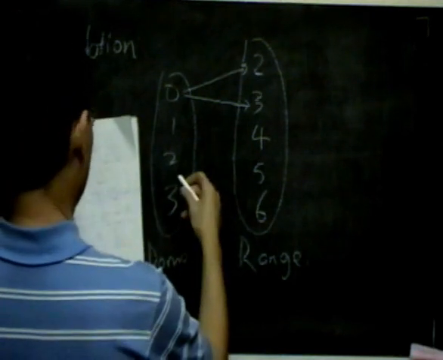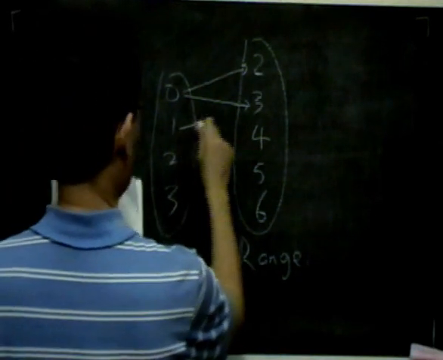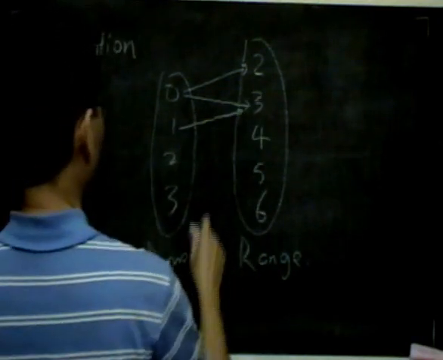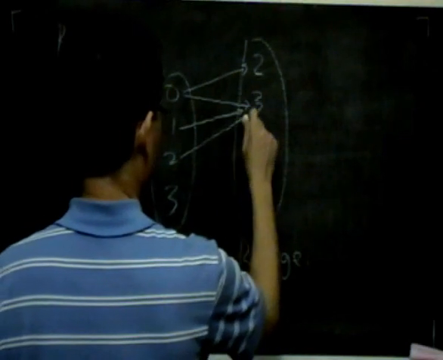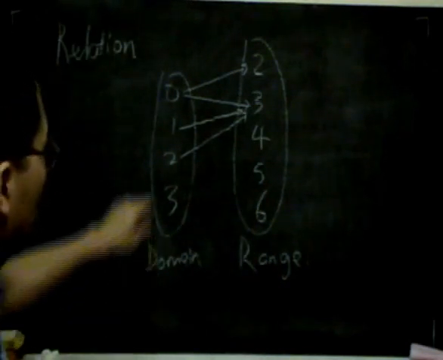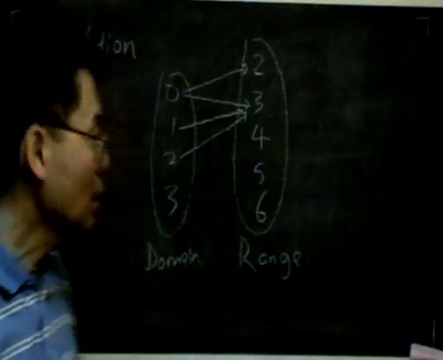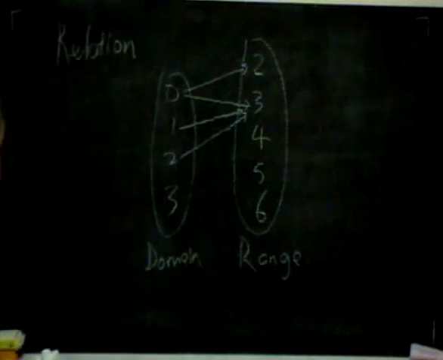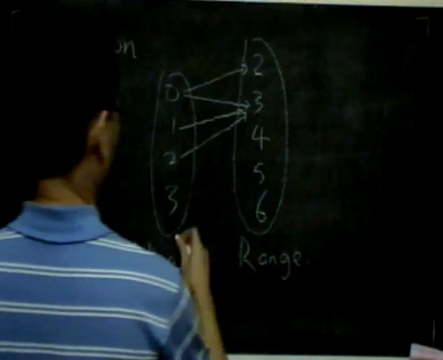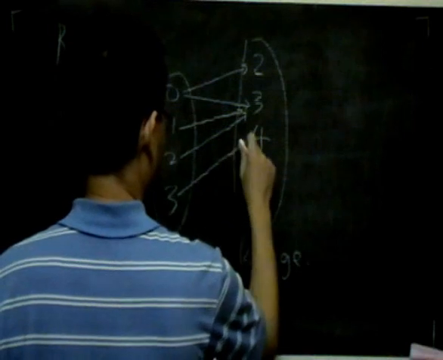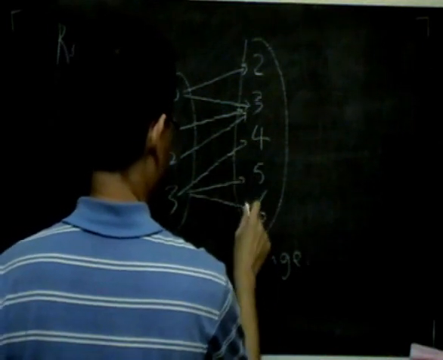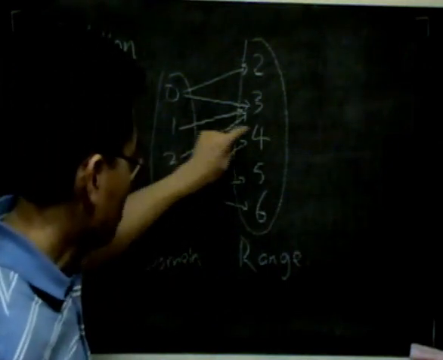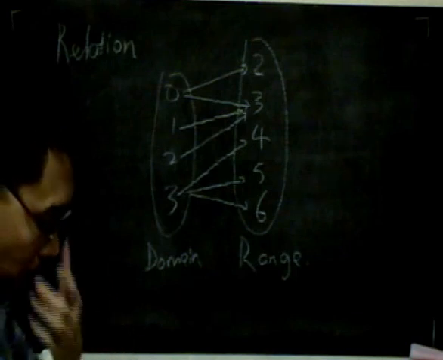Okay. Now I'm going to draw an arrow from 1 to 3. So there will be a relation between 1 and 3. Now I'm going to draw an arrow from 2 to 3. So we have a situation here where two numbers in the domain are both related to the same number in the range. Okay. I'm going to draw an arrow from 3 to 4, 5 and 6. So in this case, one number in the domain can be related to 3 numbers in the range.